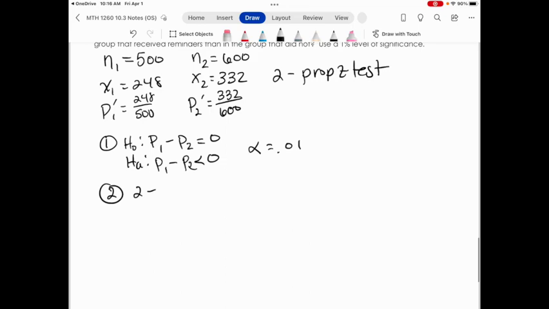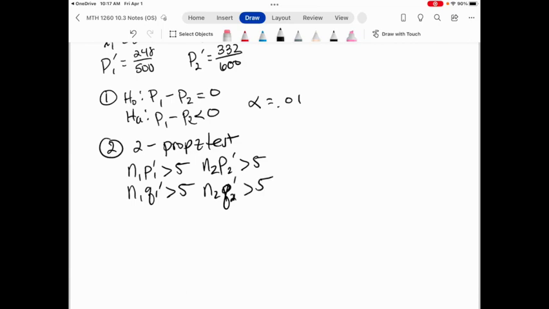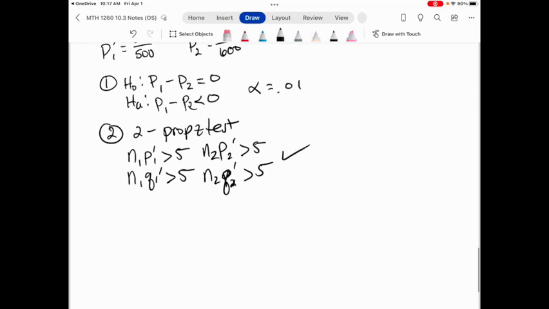Now in step 2, we want to use 2-prop z-test, but we want to make sure that the sample size is big enough because we lowered it a little bit. We knew the sample size from before in the previous example worked, but we lowered it a little bit. So let's check it again. We want to check that N1 P prime 1 is greater than 5, and we're going to do that with Q as well. And then the same thing for the second sample. I'm going to let you guys do that on your own, but I did check it. It does work. So we are going to use 2-prop z-test.